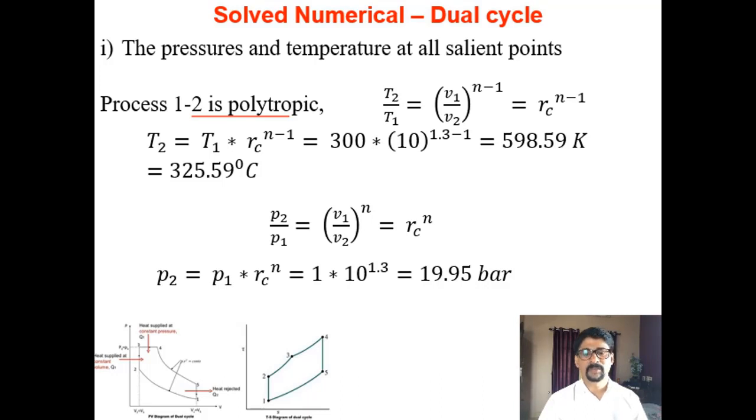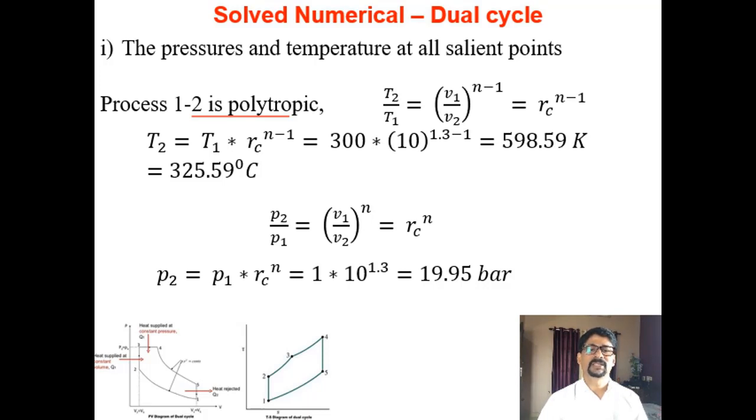But remember, let it be isentropic or polytropic, the PVT relationships are the same. The only thing is you have to replace gamma by n, that's all. So no need to worry whether it's polytropic or isentropic, but be careful: you have to write polytropic. By mistake, don't substitute gamma as a usual practice; you have to take it as n.